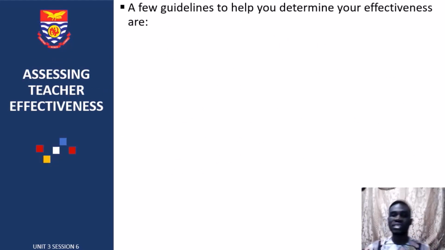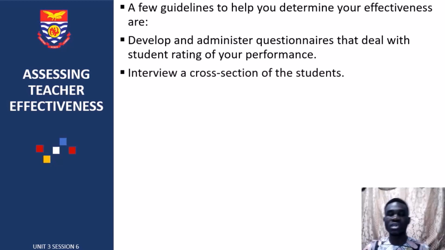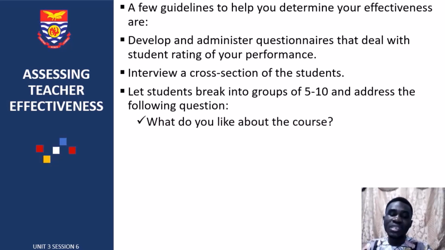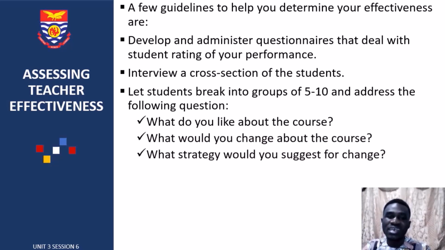Now, how do we assess teacher effectiveness? As a teacher, you can assess your own effectiveness by developing and administering questionnaires that deal with students' rating of your performance. So you can do that, and it will help you to assess your own effectiveness. You can interview a cross-section of your learners. Let students break up into groups of 5 to 10 and address questions such as, what do you like about the course? What would you change about this subject? Or what strategy would you suggest for change?